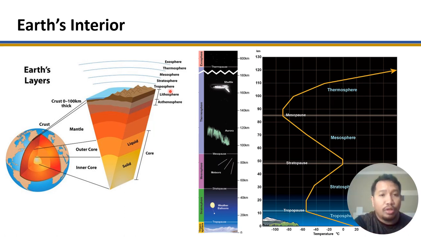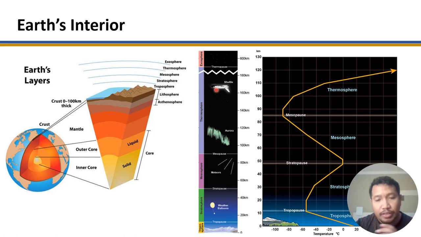Exo means outside. So it extends from about 600 km to 10,000 km above the earth. So in this layer, atoms and molecules escape into space, and this is where the satellites orbit the earth. So at the bottom of the exosphere is a transition layer called the thermopause. Next layer, which is the thermosphere.